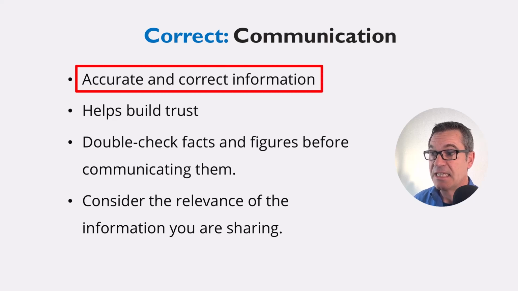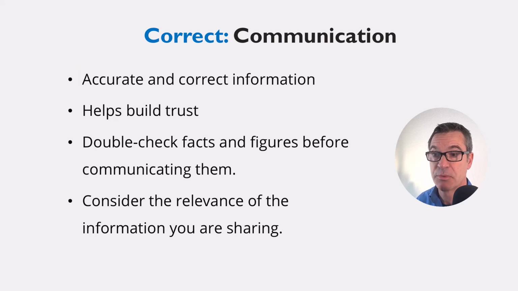The next C is correct. It's important to also provide accurate and correct information, especially if you're looking to build trust with people, whether it's a customer, colleagues, people you manage, or even friends. Building trust is going to create better relationships. So being honest and accurate makes it far easier to build trust.